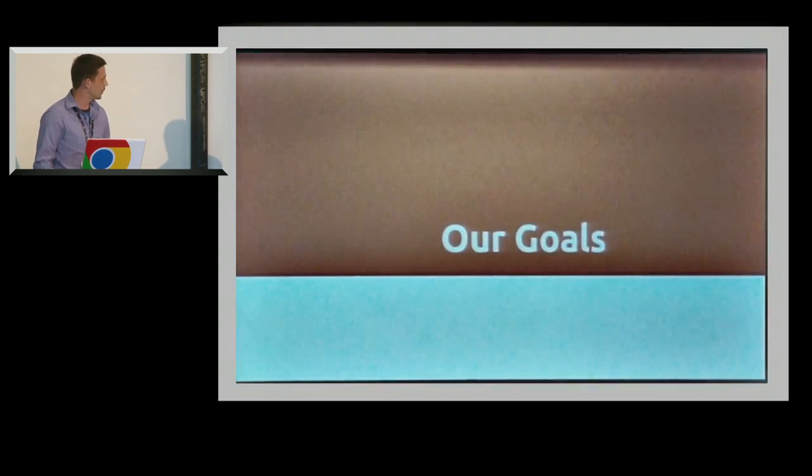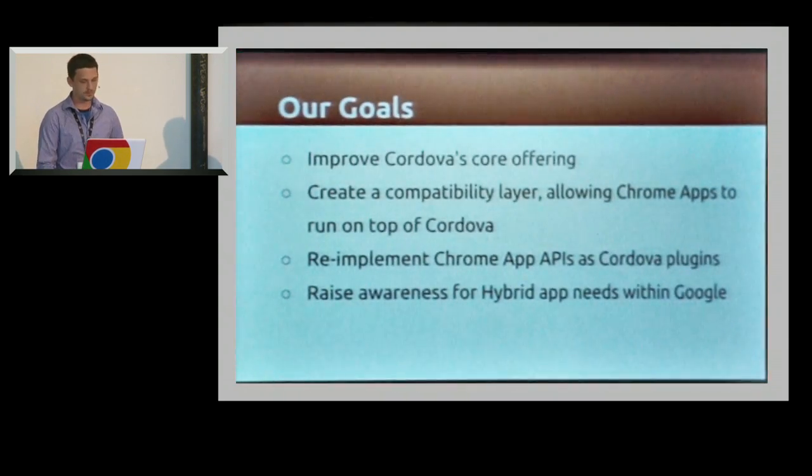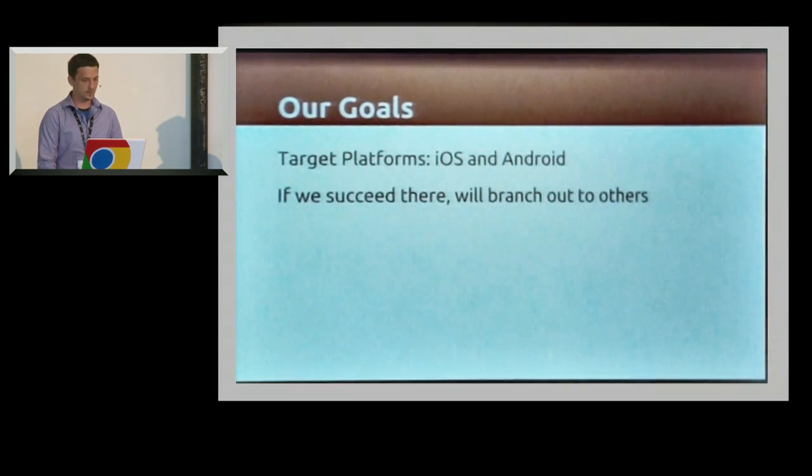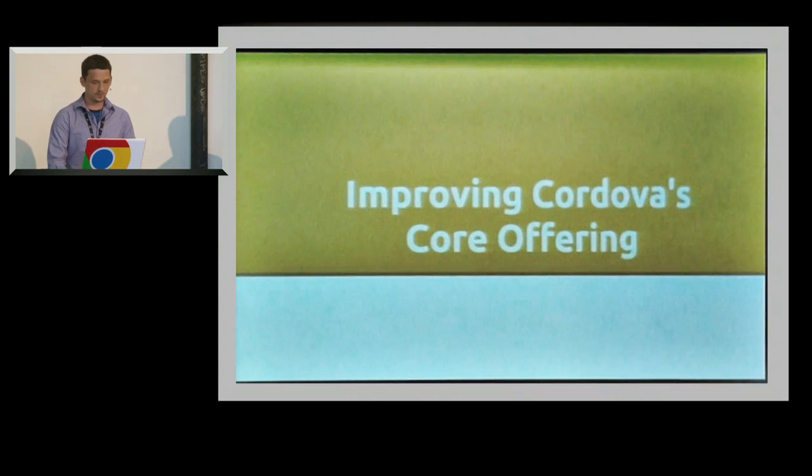Alright, so what are Cordova's goals and why are we here? We want to improve Cordova's core offering, and we've been working over the last year to do that. We want to create a compatibility layer to allow you to run your Chrome packaged apps on mobile. To do that, we need to re-implement most of the Chrome APIs as plugins. And also, within Google, raise awareness for what this community needs from Google, especially on Android. Right now we are targeting iOS and Android, but we will likely branch out to others as soon as we succeed on those.